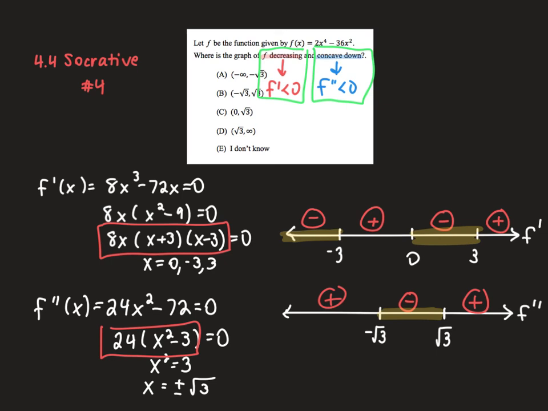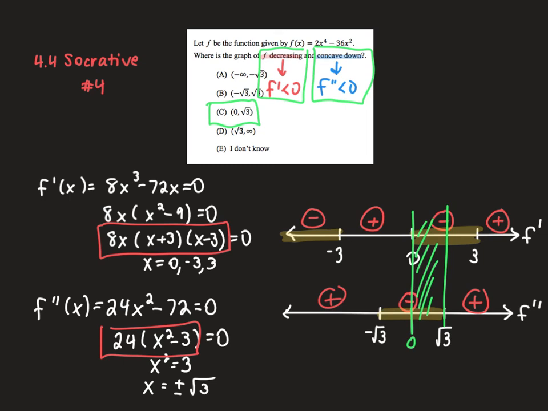So this interval where they were both negative, which is right in here, is what's going to answer my question, and that's going to go from 0 to square root of 3. So my answer is C, the interval from 0 to square root of 3.